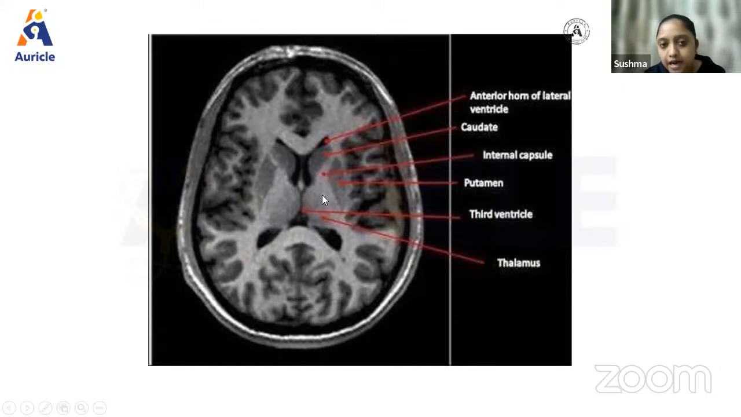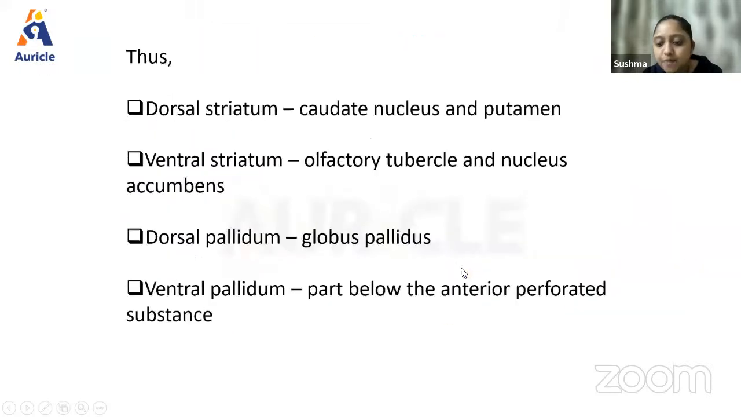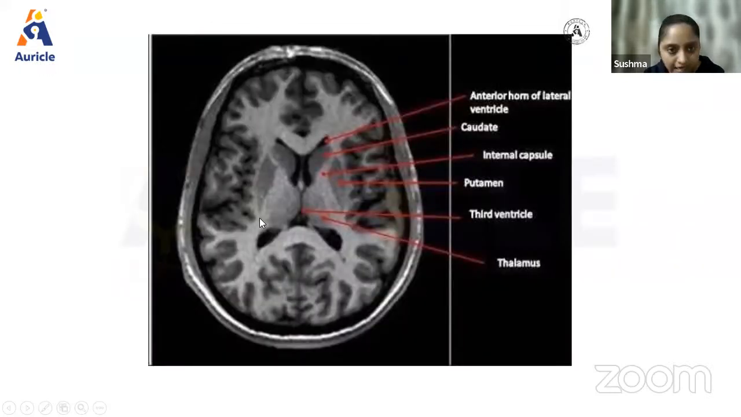This is the internal capsule. This is the medial one, would be globus pallidus. This is the putamen. Then the white matter that you are seeing is the external capsule. Then the yellowish thing, in the specimen it looks yellow, but here you can see this is the claustrum and this is the insular cortex. Same image you see on MRI as well.